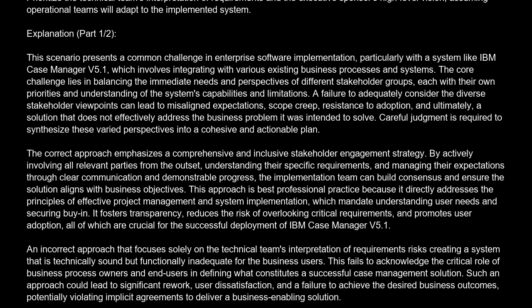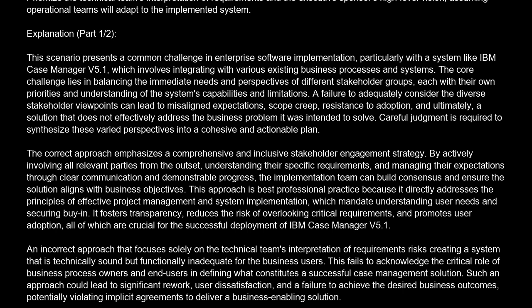The core challenge lies in balancing the immediate needs and perspectives of different stakeholder groups, each with their own priorities and understanding of the system's capabilities and limitations. A failure to adequately consider the diverse stakeholder viewpoints can lead to misaligned expectations, scope creep, resistance to adoption, and ultimately, a solution that does not effectively address the business problem it was intended to solve. Careful judgment is required to synthesize these varied perspectives into a cohesive and actionable plan.